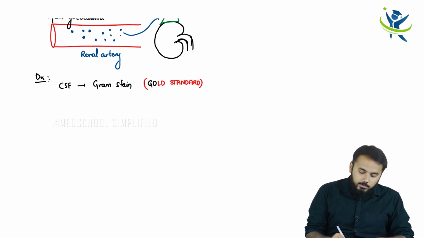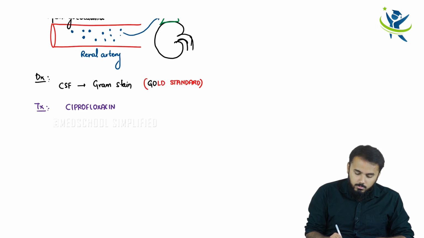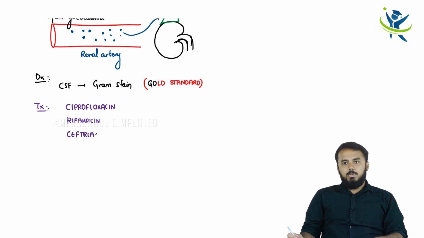Okay. Next, when it comes to the treatment part, as simple as it. In treatment, I give three important drugs. One is called ciprofloxacin. I give rifampicin. I give ceftriaxone. Ciprofloxacin, rifampicin, ceftriaxone are the three drugs which I give. So this is the end of the lecture, guys. Thank you so much.